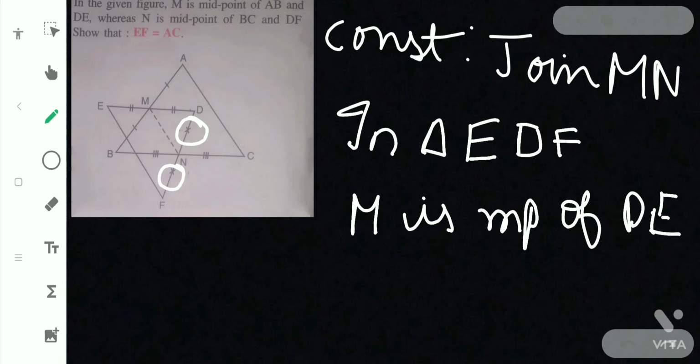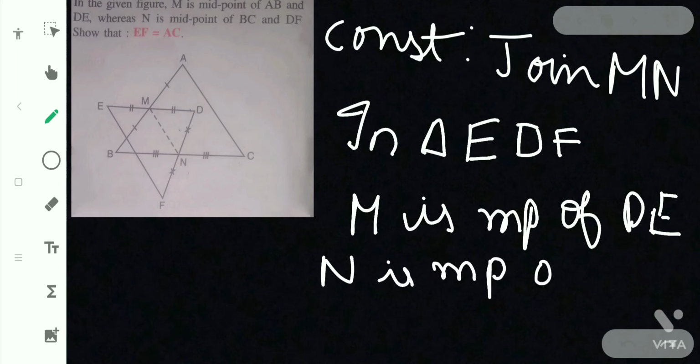So DN is also equal to NF. As these two signs are here, DN is equal to NF, and N is midpoint of DF. Now a line joining two midpoints in triangle EDF is MN. MN is the line joining two midpoints of EDF.